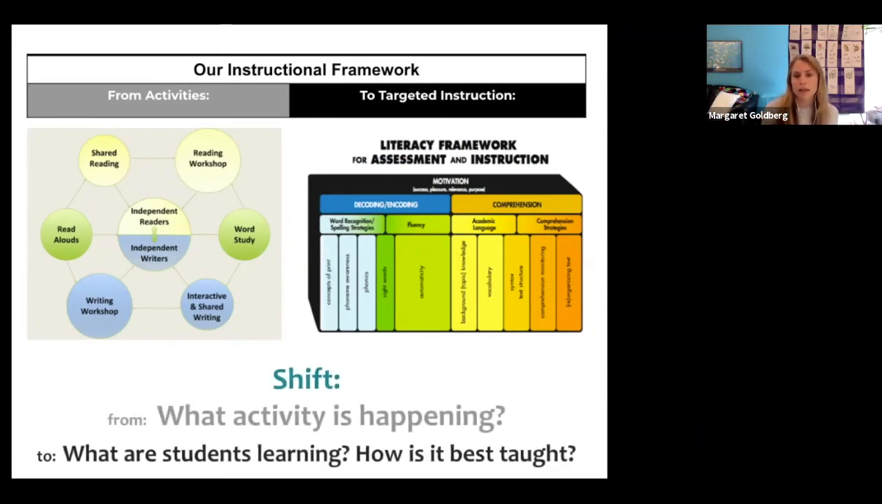So one of the big shifts that we had to work through is taking leaders and teachers through, instead of thinking about, well, what activity is happening in the classroom? Are we doing guided reading? Are we doing shared writing? What are we doing? To what are students learning and how is this component of reading best taught?